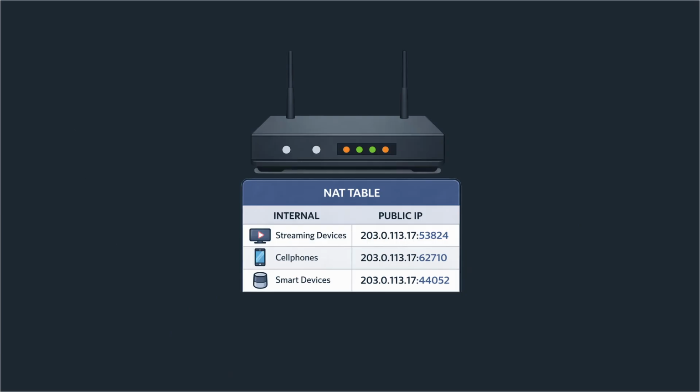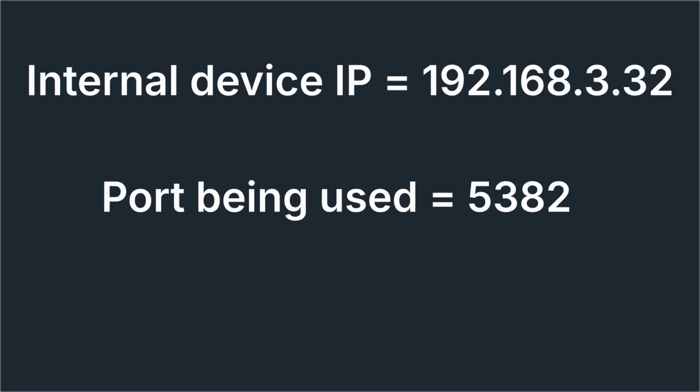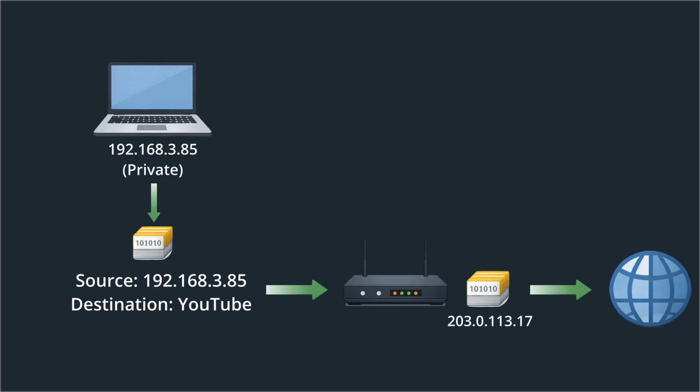The router maintains something called a NAT table, which is essentially a list of active connections. Each entry records information like the internal device's IP address, the port being used, and the external destination. The router rewrites the packet so it appears to come from the router's public IP address, and it stores that mapping in the NAT table, so it can reverse the process when a response comes back.